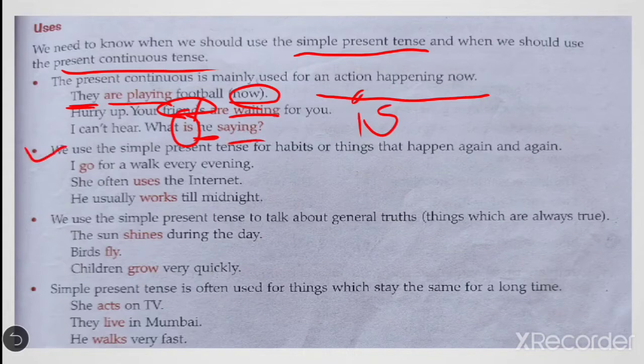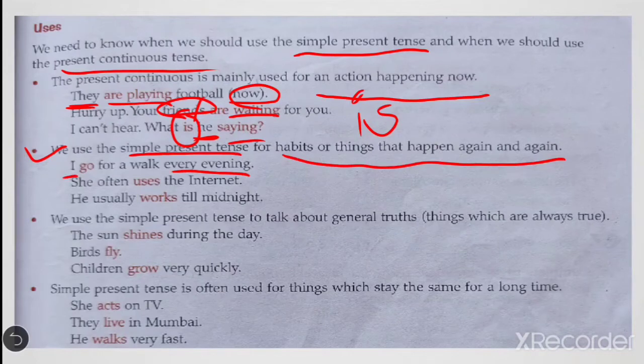Now next one, we use the simple present tense for habits or things that happen again and again, every day, every morning, every evening, every holidays, every winter, every summer. So for that, when the action which happen every day, every time, again and again, for that we have to use simple present tense. I go for a walk every morning. Now I, so that's why with I only base form of verb. Now he, she, it will come. So s or es with the form.